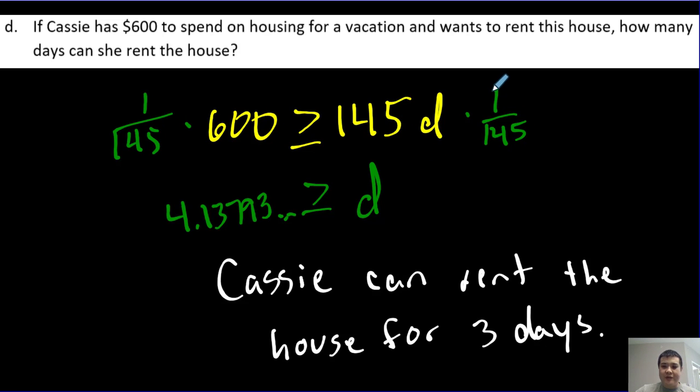If you multiply both sides by 1 over 145, we get 4.13793, etc. And so Cassie can rent the house for not 3 days.